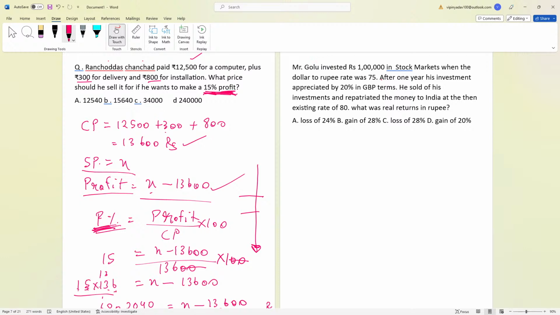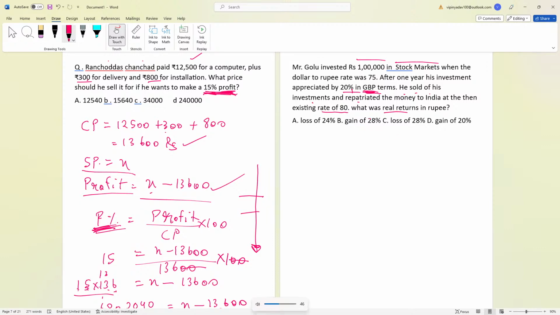Now Mr. Golu invested 1 lakh rupees in the stock market when the dollar to rupee rate was 75 rupees. Okay, fine. Now, after 1 year, the investment appreciated by 20% in dollars. Basically it means we are considering the increase in dollars. He sold his investment and repatriated the money to India at the then existing rate of 80. Finally, he transferred all of this money to India at the dollar to rupee price of 80 rupees. What will be the real returns in rupees we will be getting over here?